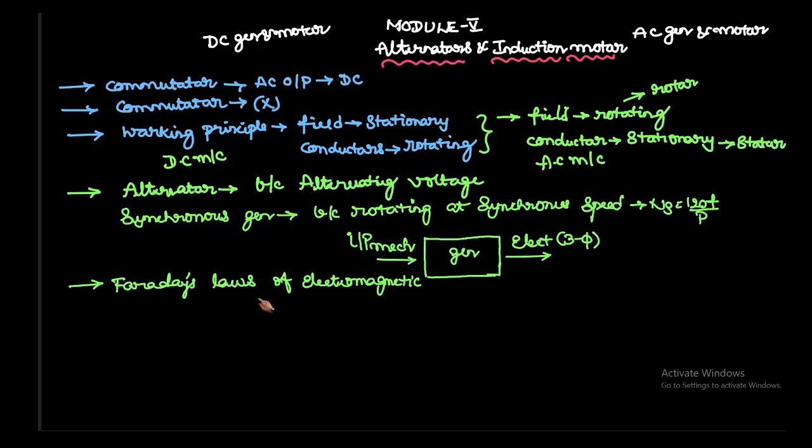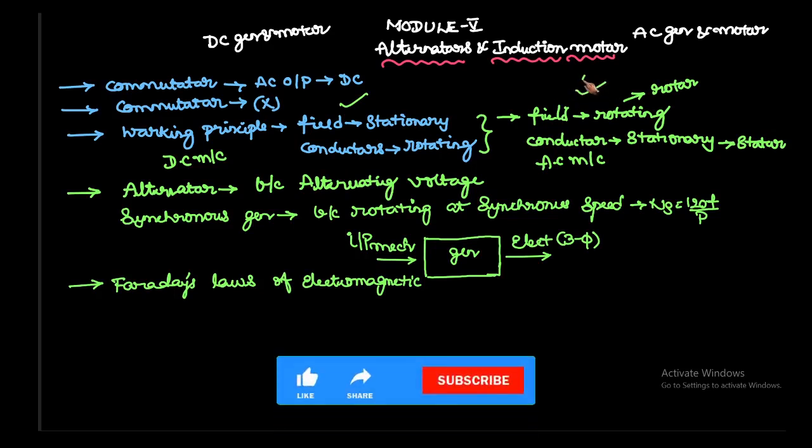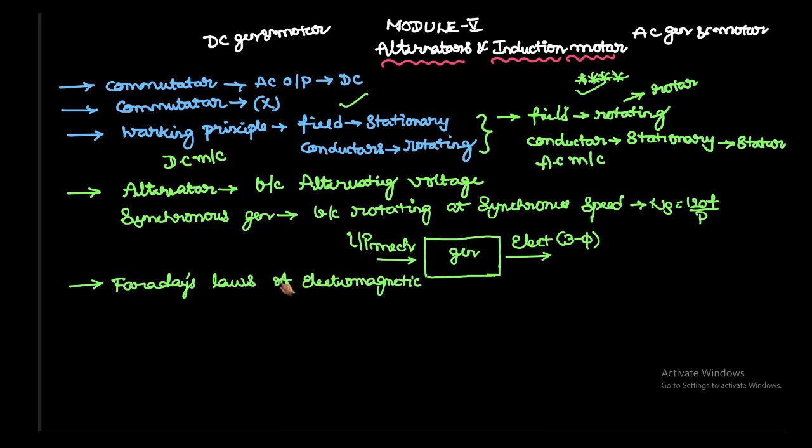It works on the principle of electromagnetic induction, Faraday's laws. So EMF can be generated either in this fashion or in this fashion. In this fashion, the field is rotating and the conductors are stationary. So in this way we are going to generate EMF.